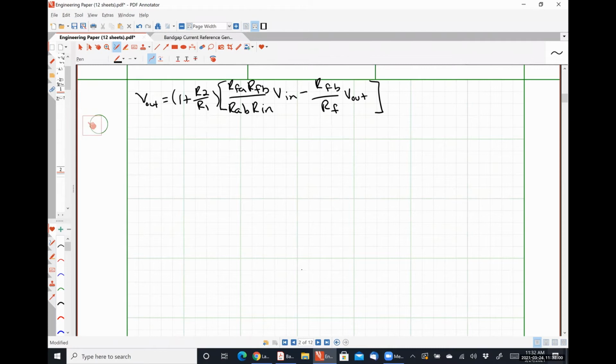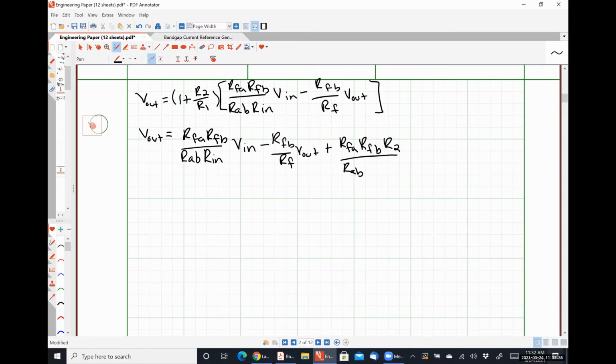So let's FOIL it, and we get V out equals RFA RFB all over RAB RN VN minus RFB over RF V out plus RFA RFB R2 over RAB RN R1 VN minus RFB R2 over R1 RF V out.